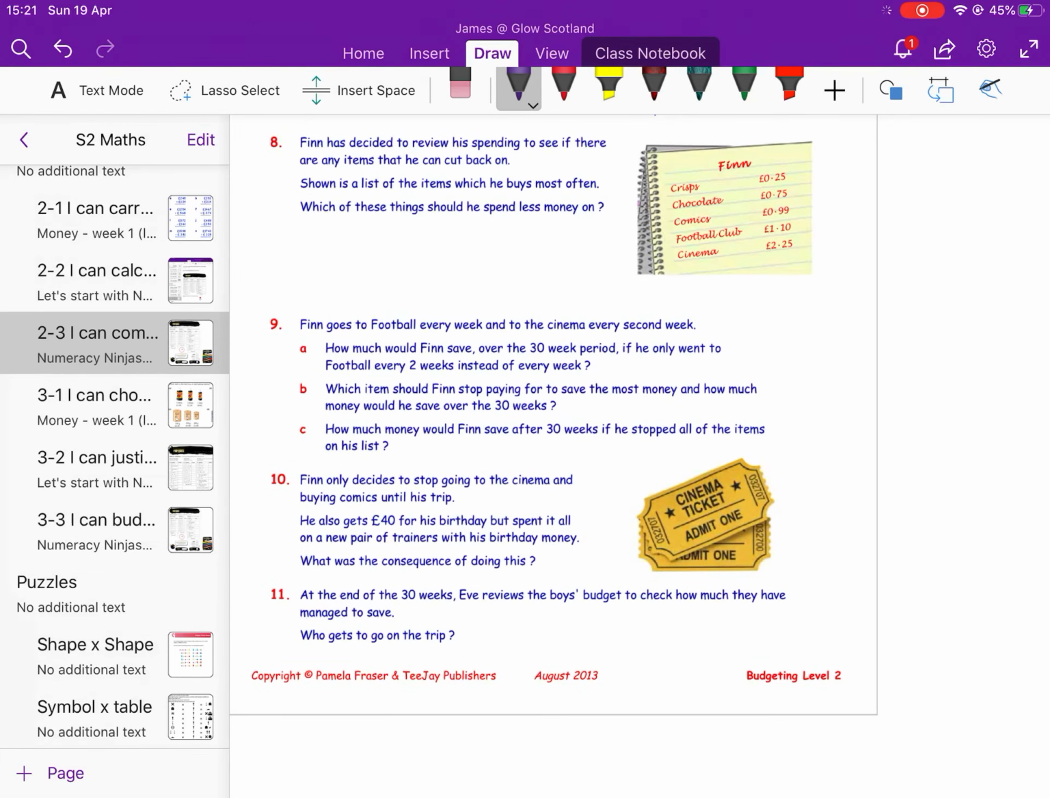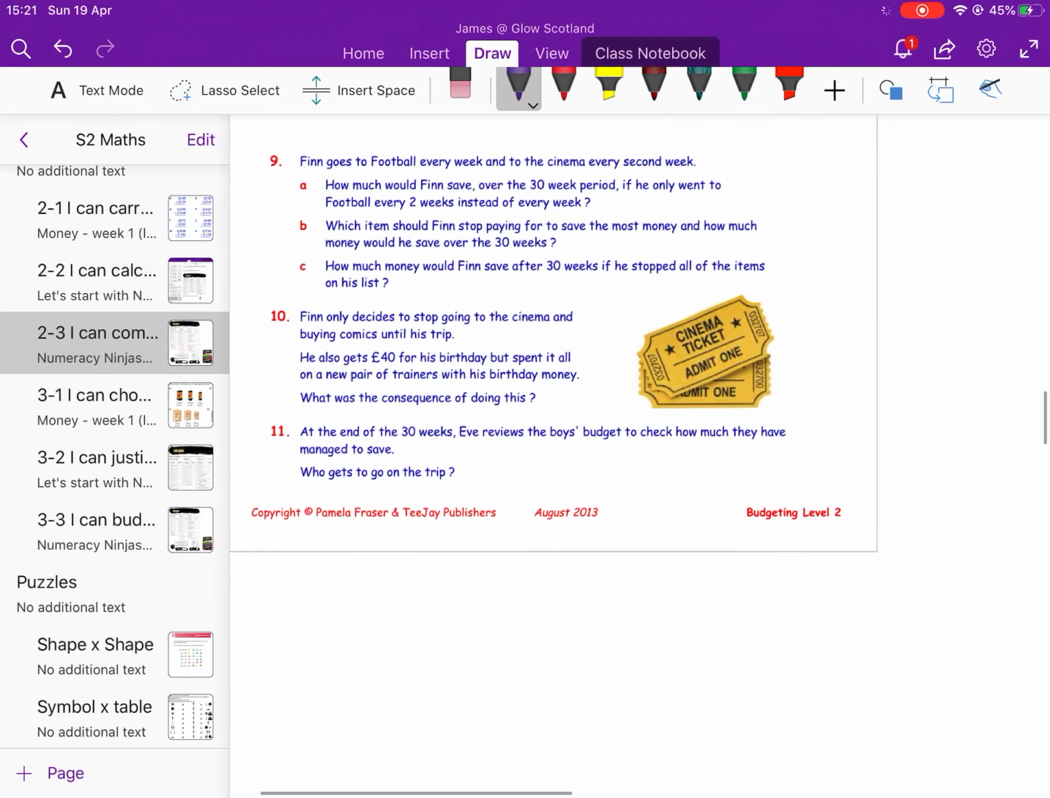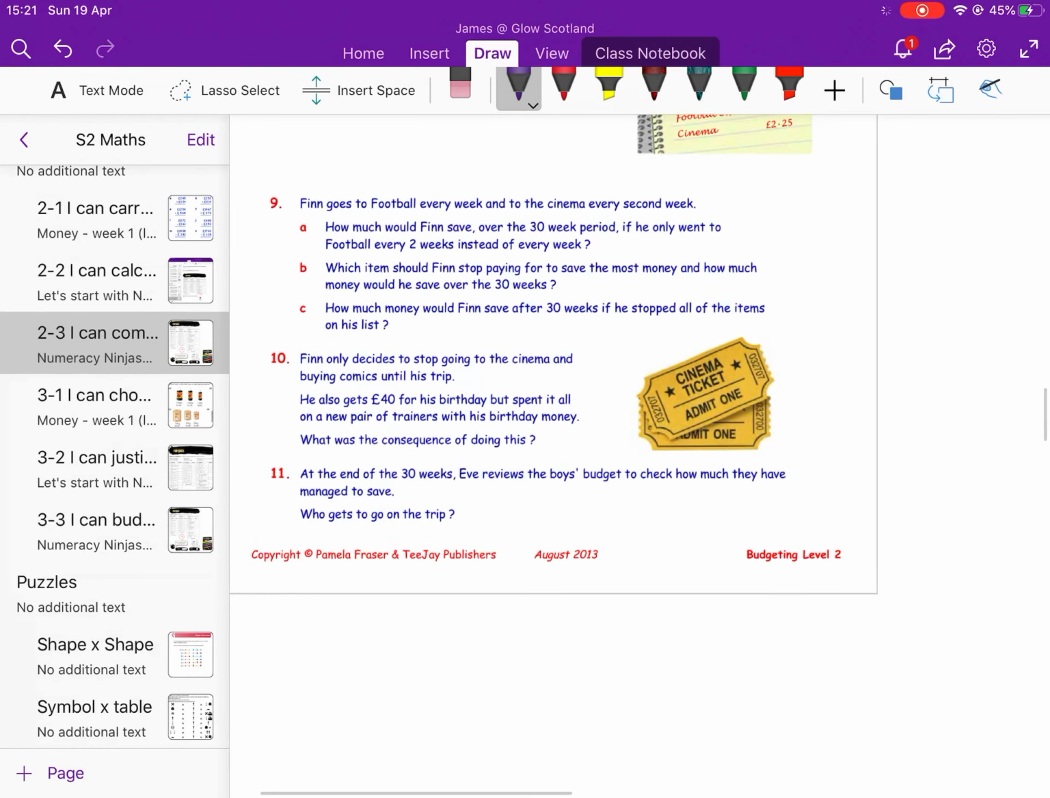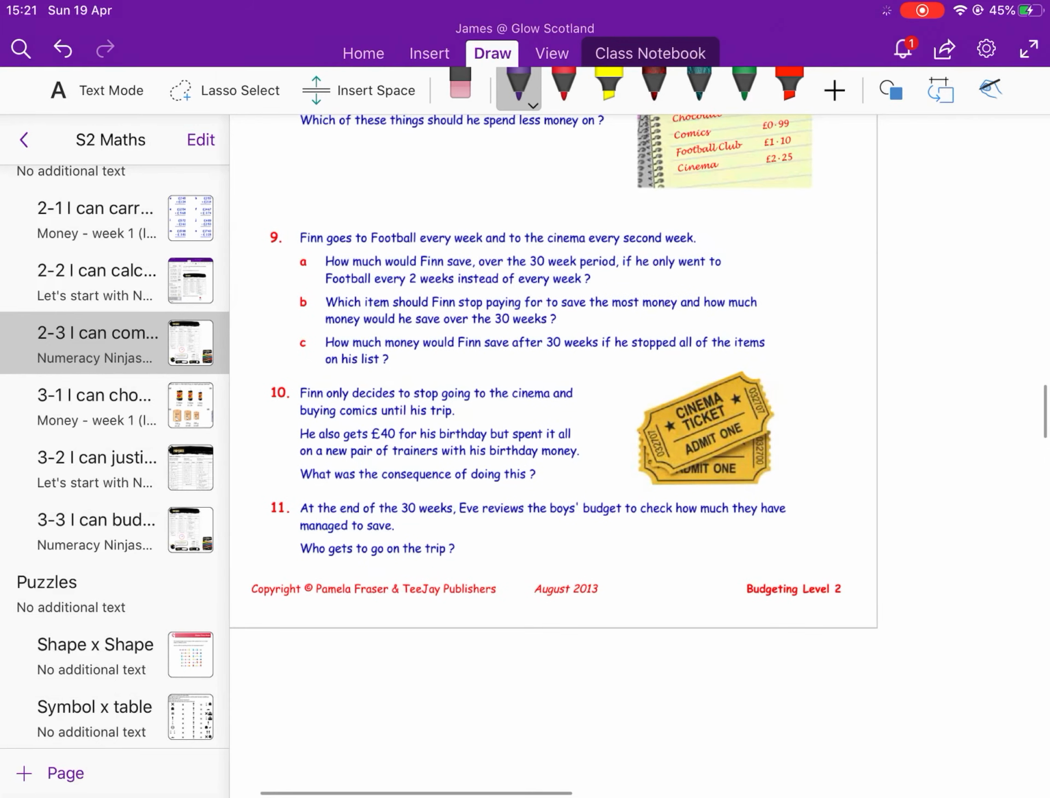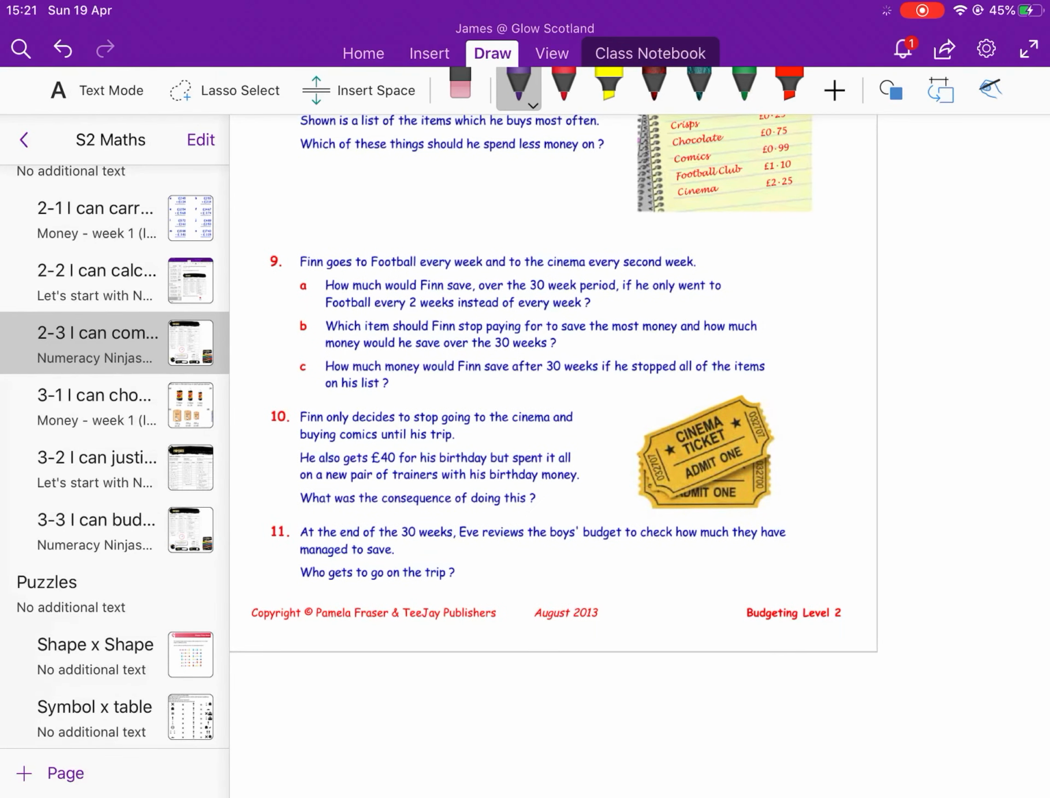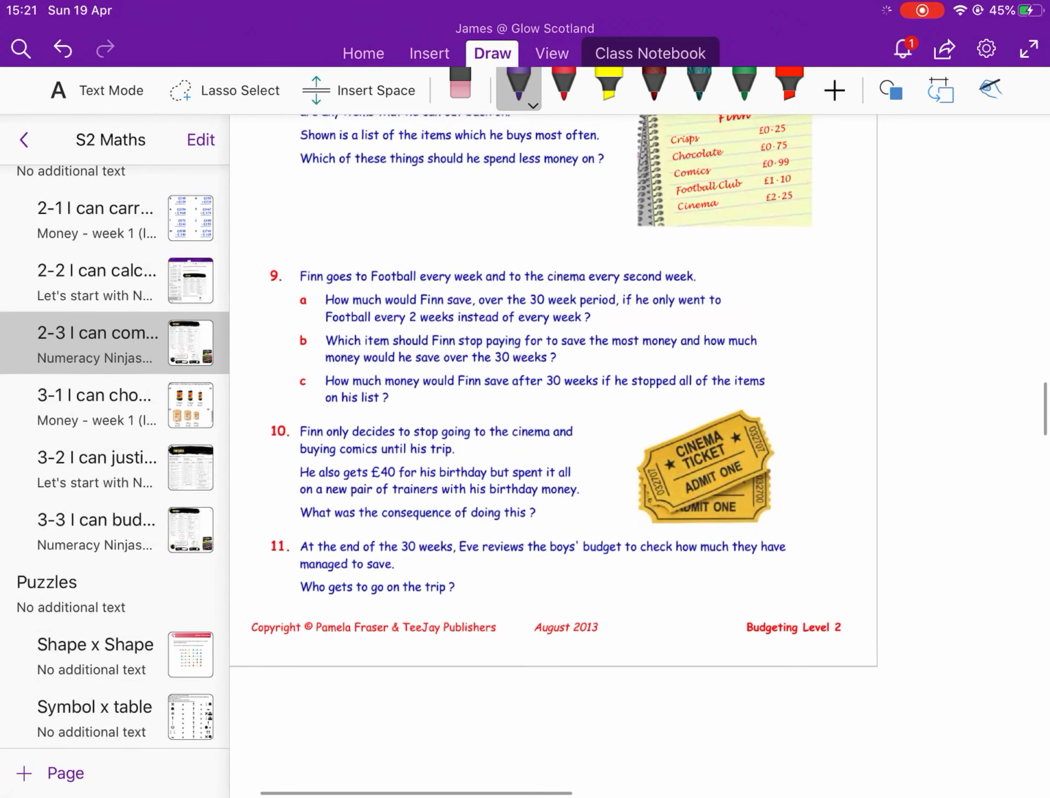And for number 8, Finn is trying to review his spending, reduce his spending, see if he can save anything. So looking at crisps, chocolate, comics, football club and cinema, what do you think he could spend less money on? Number 9 says he goes to football every week and to cinema every second week. So how much would he save over 30 weeks if he only went to the cinema every 2 weeks? So you need to try and work out how much he would save.